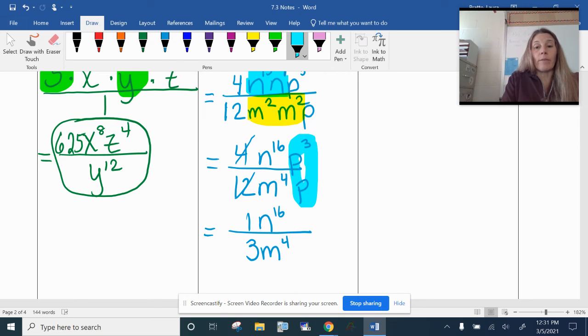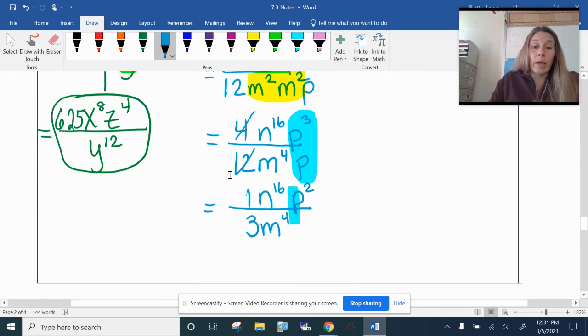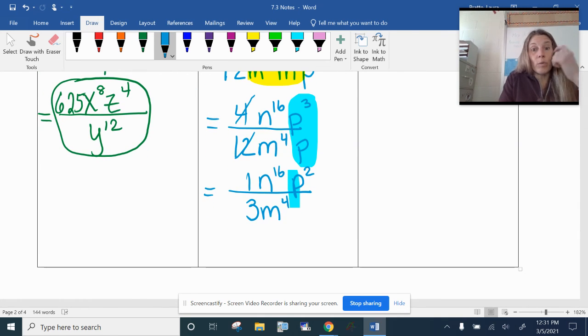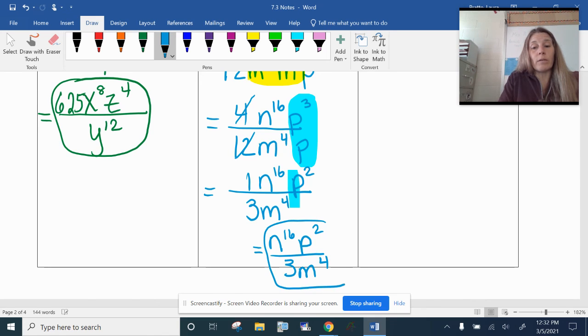But here I have p to the 3rd on the top and a p on the bottom. So that's 3 minus 1, which gives me 2 left on the top. And that's basically my answer. I don't really need the 1 from the 1/3 there, since there's other stuff on the top there. So it's n to the 16th p squared over 3m to the 4th for my final answer.